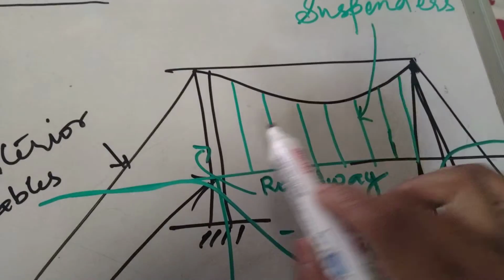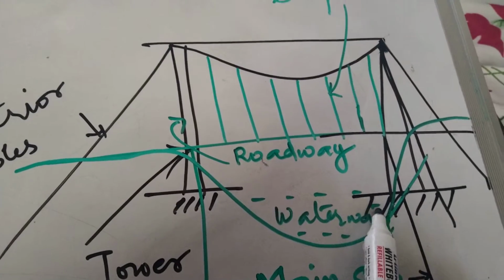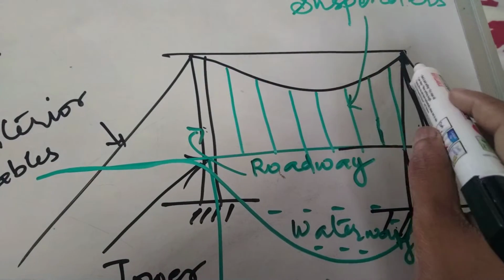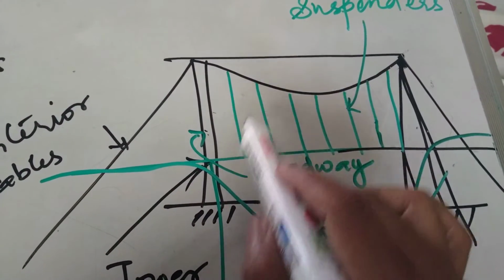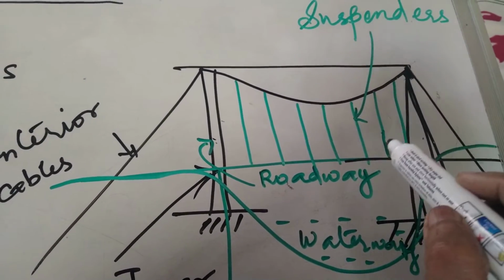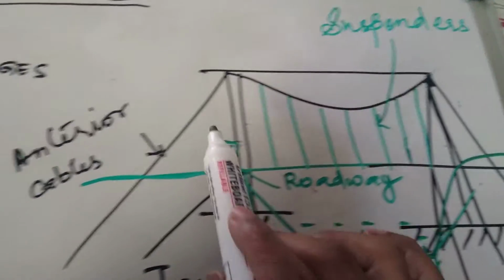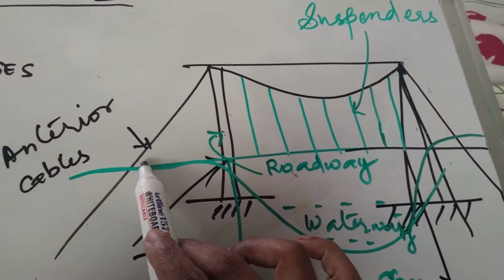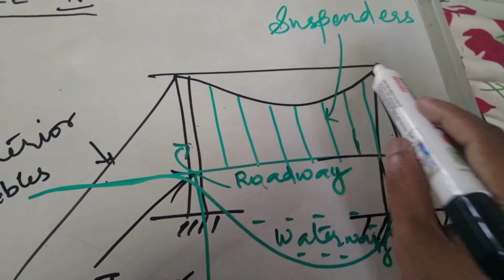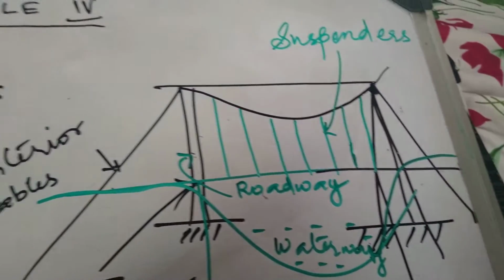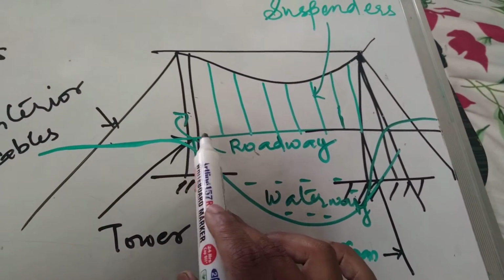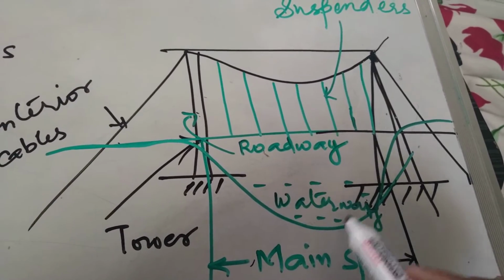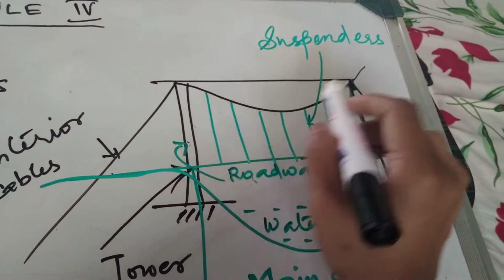This is the roadway area and this is the waterway area. These are the two towers. It is supported by a cable. The cables are connected to the roadway through the suspenders. And these two end cables are known as the anterior cables, and this is the roadway. So these are the cables. And this is the main span between the towers, and below the ground level is the waterway.